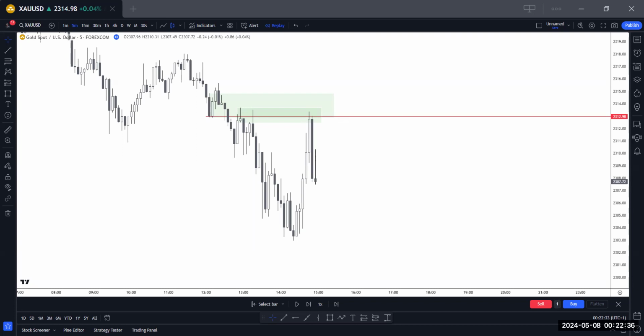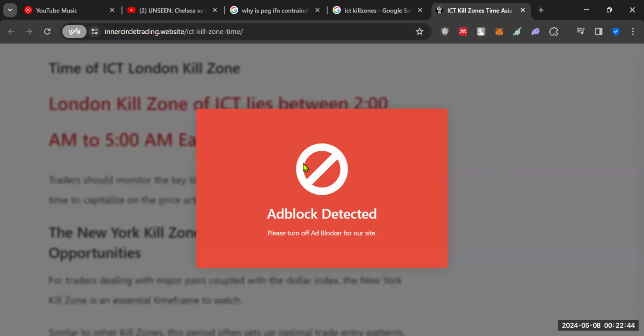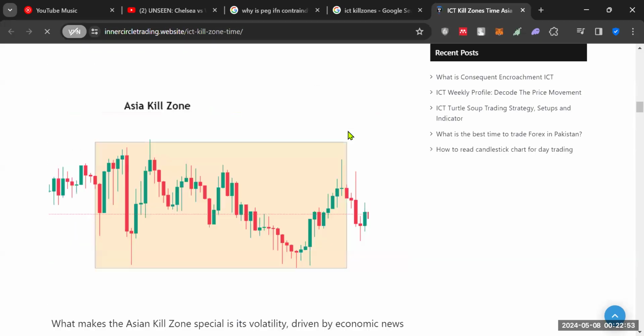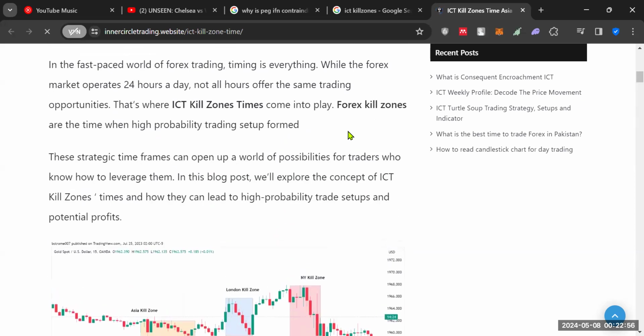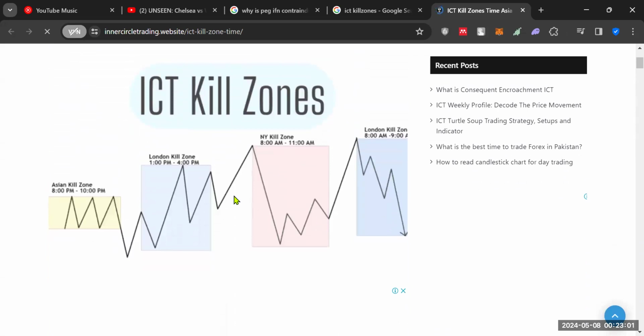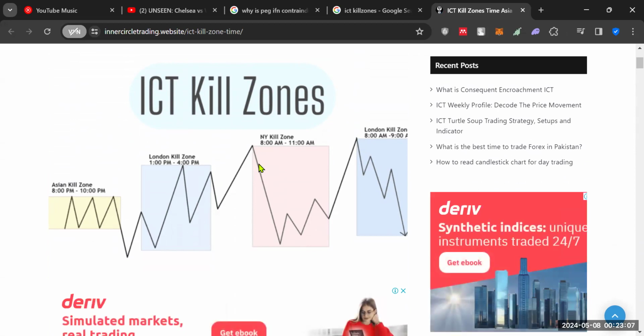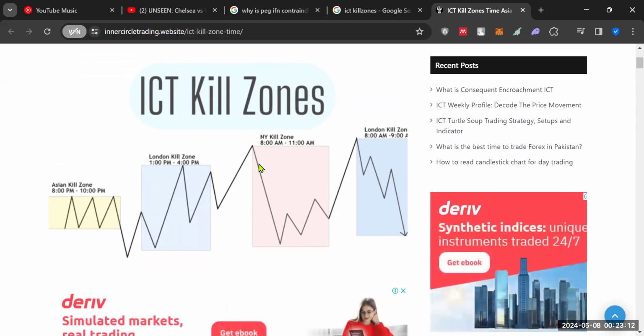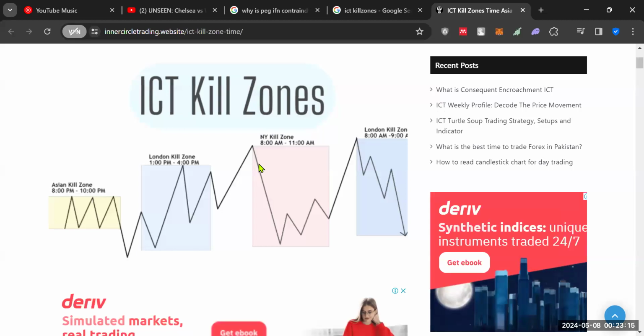So the idea of the kill zone, I can't say it was invented, but it was propagated by ICT, the Inner Circle Trader. When you go to ICT's website, which is where I'm currently on, I don't trade ICT methods. The only important thing about the ICT method right now is the kill zone. So these are the kill zones. I'll probably copy this image and send it to you guys in the chat. The idea of the kill zone is that you expect price to behave in a certain way.